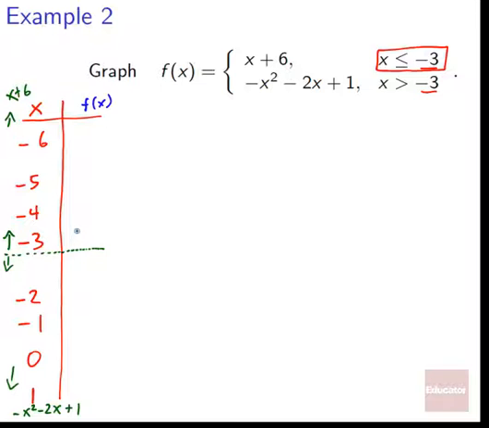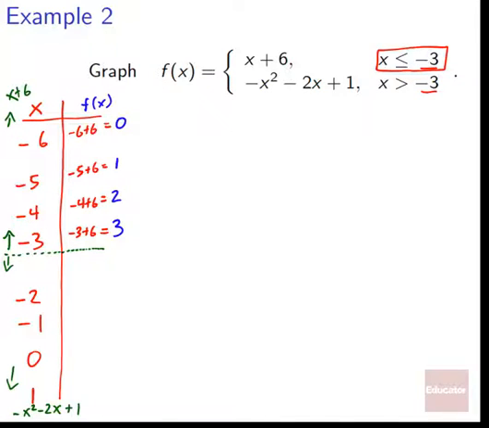So if we plug in negative 3, negative 3 plus 6, that's going to equal 3. Negative 4 plus 6, negative 5 plus 6, negative 6 plus 6. What do these all come out to be? Negative 4 plus 6 gets us 2, negative 5 plus 6 gets us 1, negative 6 plus 6 gets us 0. So we've got a pretty good idea of how to graph the x plus 6 portion, the portion of the graph where x is less than or equal to negative 3.